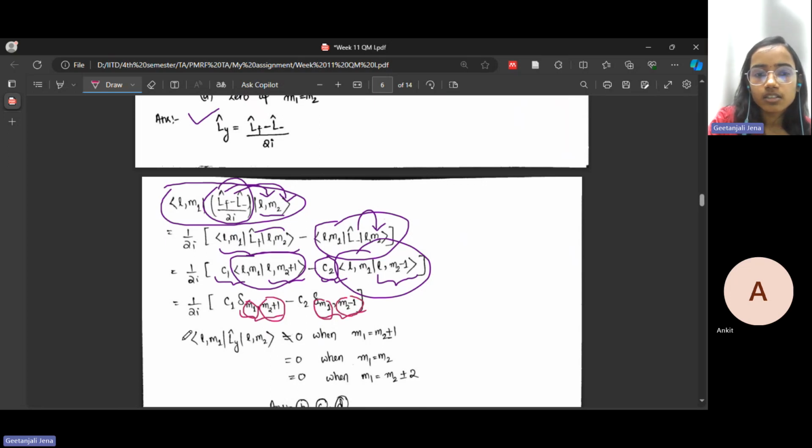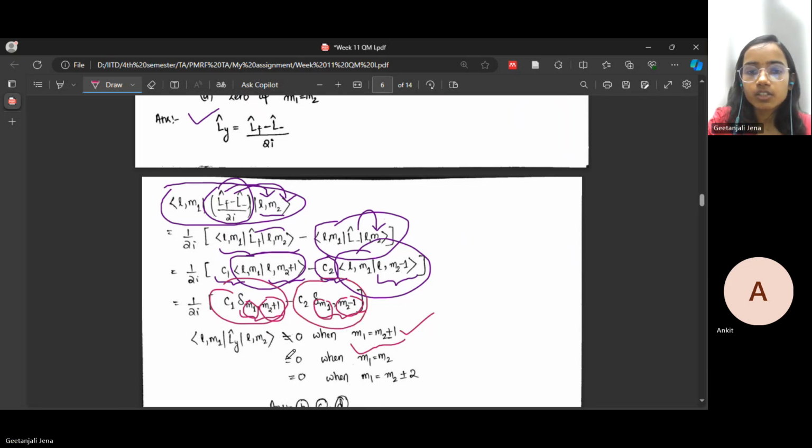So if you see the first condition, here I have written that the matrix coefficient will be non-zero whenever M1 equals M2 plus or minus 1, or it will be 0 otherwise. When M1 equals M2, the Kronecker delta will be 0 for both terms. So whenever M1 equals M2, you will get a 0 value of the matrix coefficient. And whenever M1 is M2 plus or minus 2, in that case also it is 0.